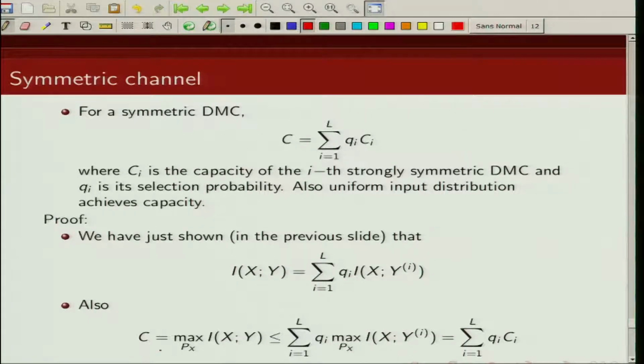Now, capacity, as you know, can be given by the mutual information between x and y, maximized over all input distributions. This is less than or equal to this expression, because I need to find the P(x) which will maximize it. So I write it as less than or equal to this. Now, remember, in the case of a strongly symmetric channel, it is the uniform input distribution that achieves capacity.